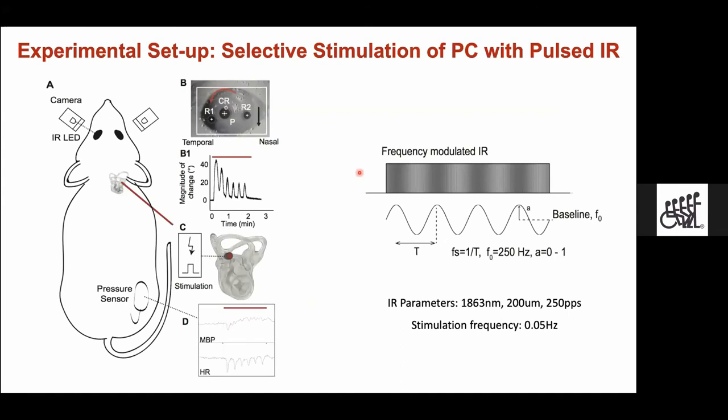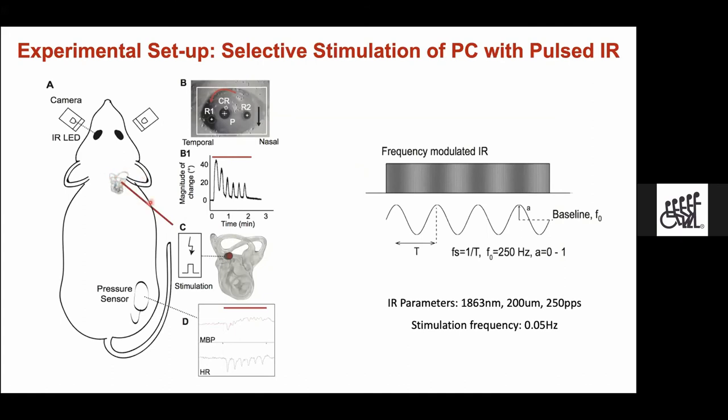So Darian, when she joined my lab, she decided to take on this sort of challenging project, and we decided to see if we can use infrared radiation, go in and locally stimulate one end organ of the vestibular system in a rat, and understand what kind of heart rate or blood pressure changes we would be evoking as a response. So here's our experimental setup.